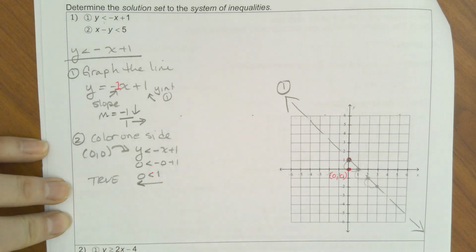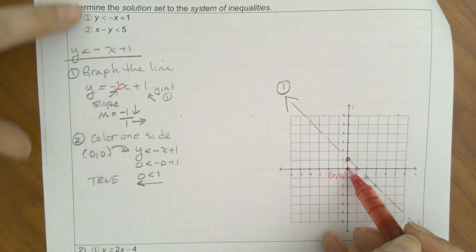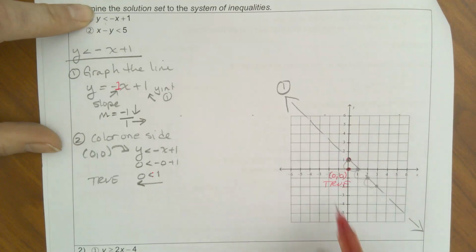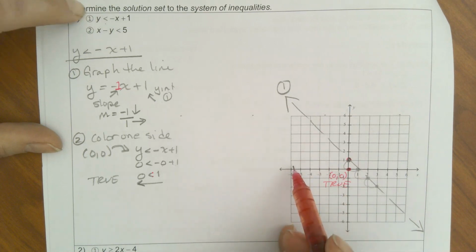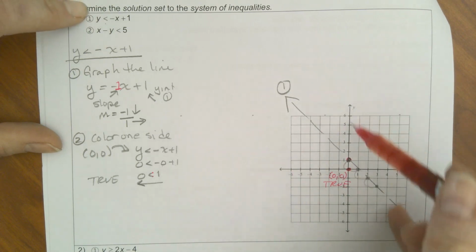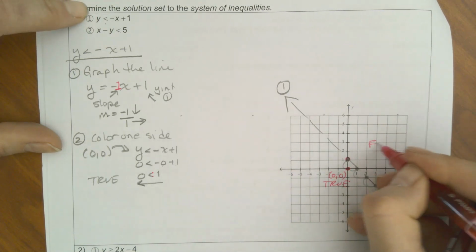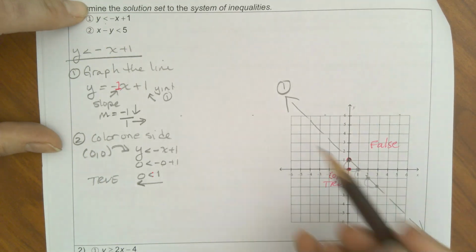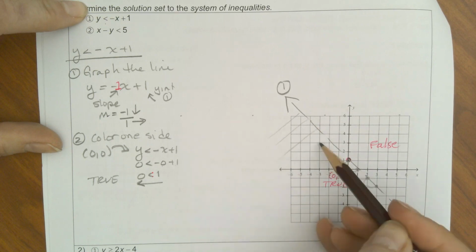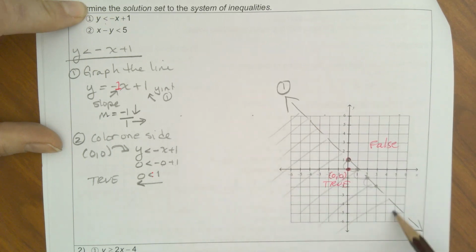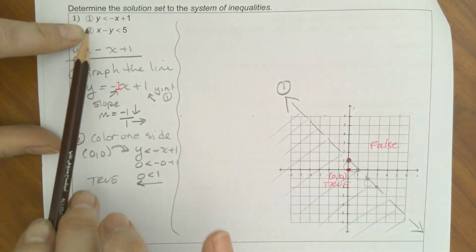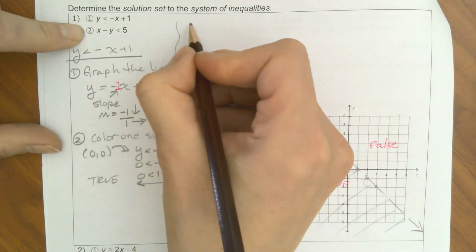So that means when I substitute this point into our inequality, it's true. That means all the points on this side, when I substitute them into the inequality, are true, and all the points on this side are false. And we always shade or color the true side. Now we're going to do this again, but we're going to do it for the second inequality.